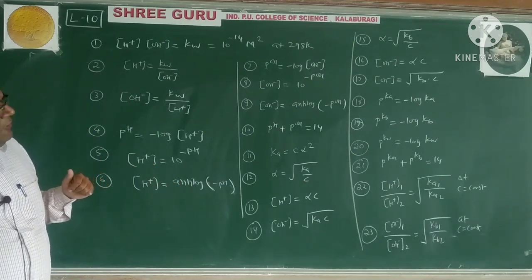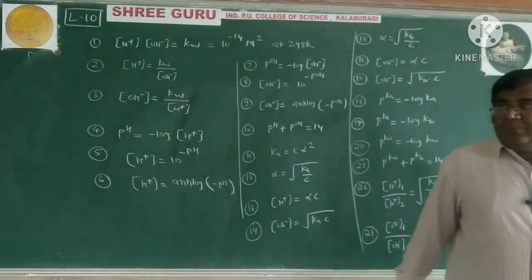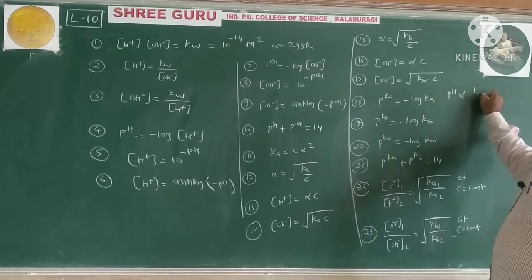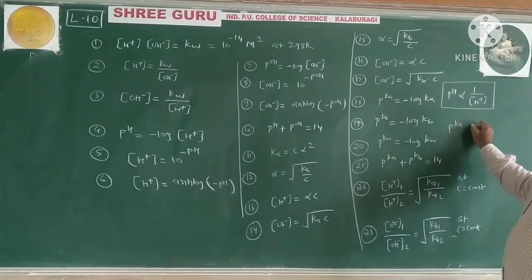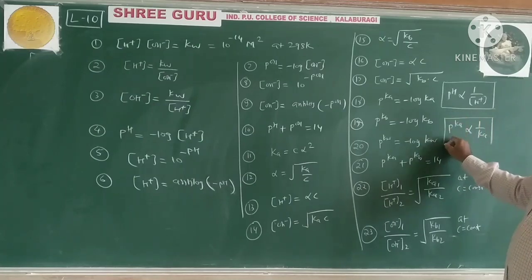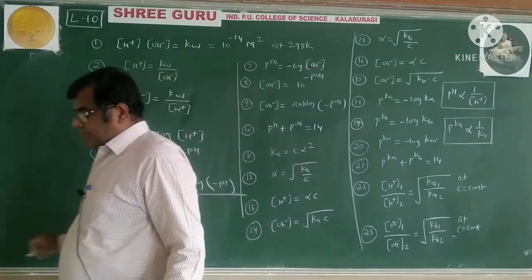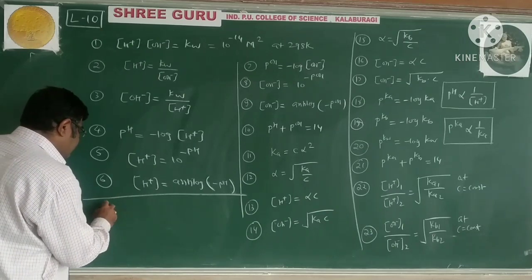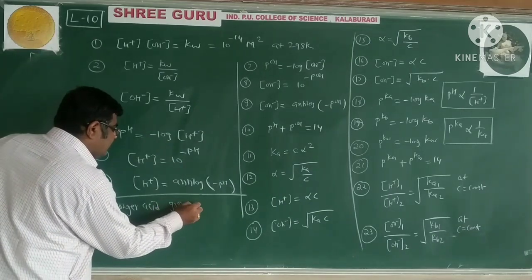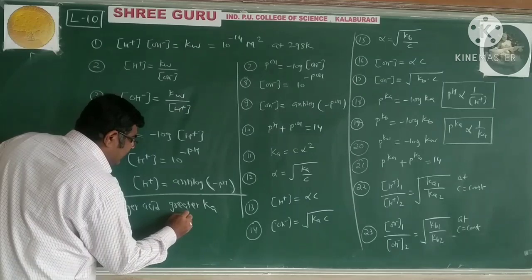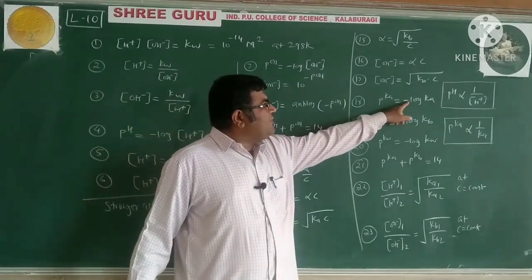Now, one important relationship we can write here: pH is inversely proportional to H plus ion concentration, and pKa is inversely proportional to Ka. Means stronger acid has greater Ka and smaller pKa. Why do we say so? Because of this negative sign.